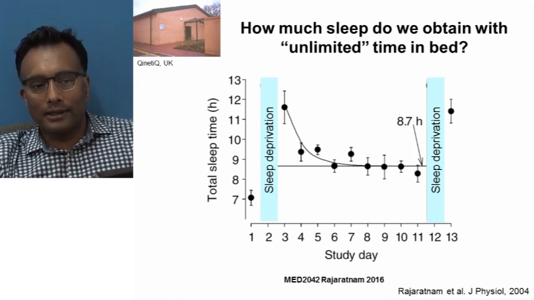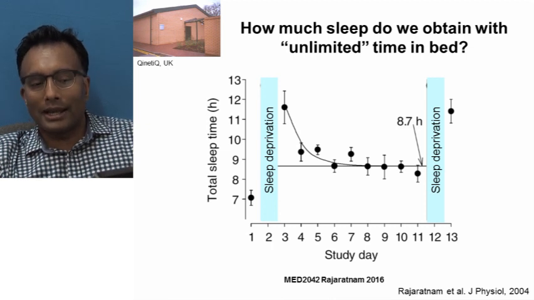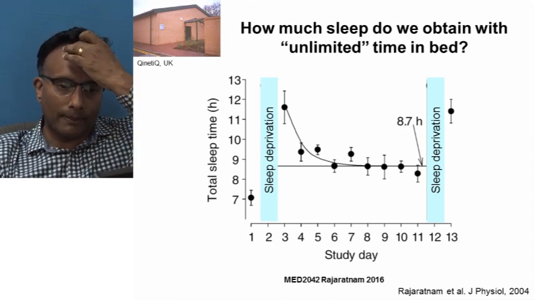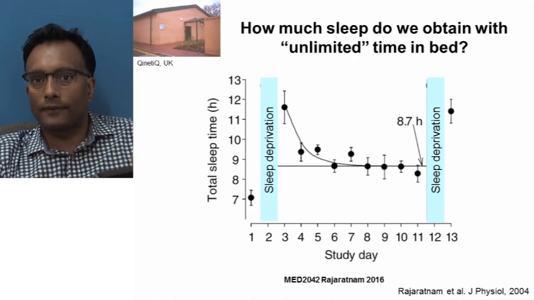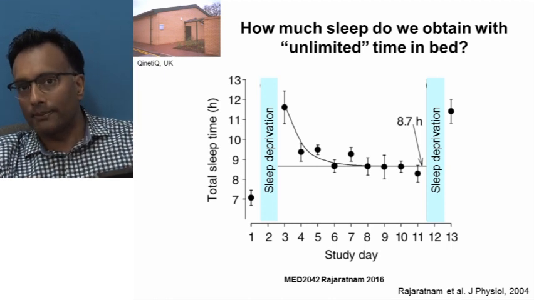And so when we did this, you can see the first day after the sleep deprivation, there is about 11.5 hours sleep achieved on average. And after that, this curve quickly plateaus and shows this asymptote at 8.7 hours. What we think this means is that the requirement for a young healthy population, the sleep need, is about 8.7 hours.